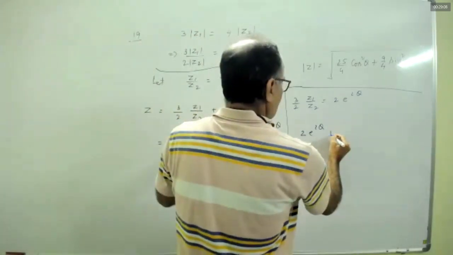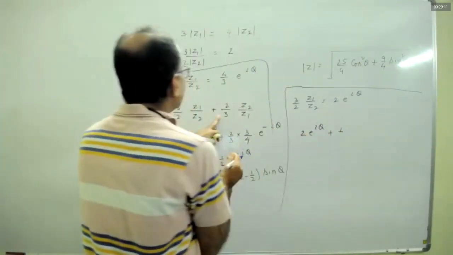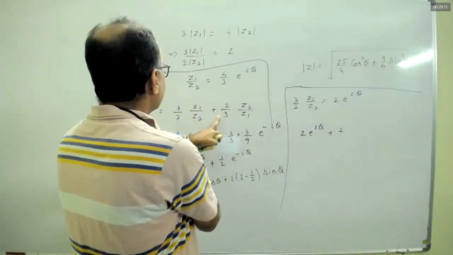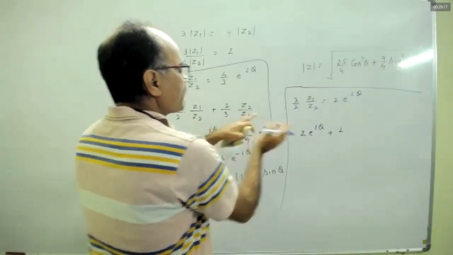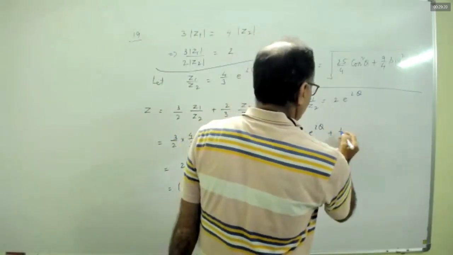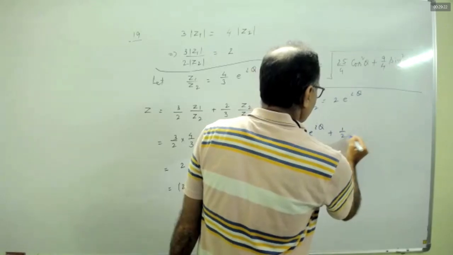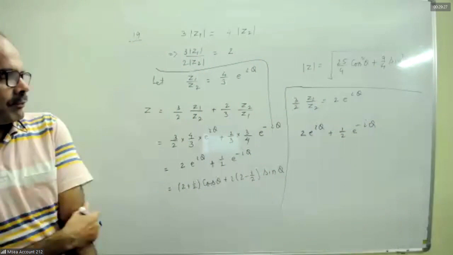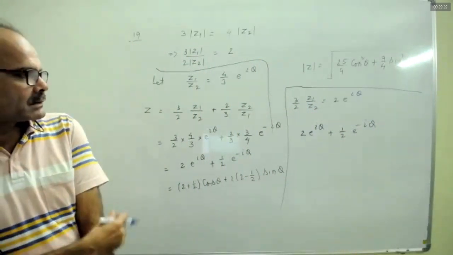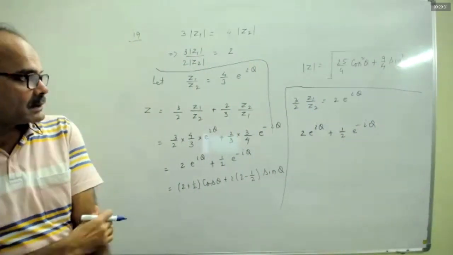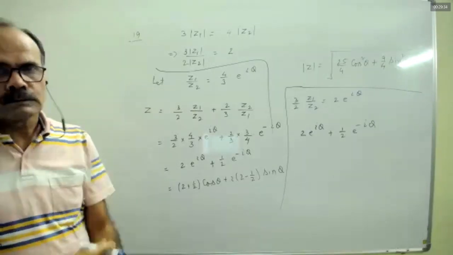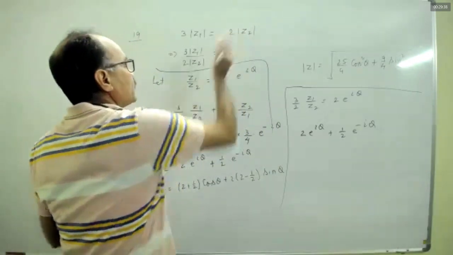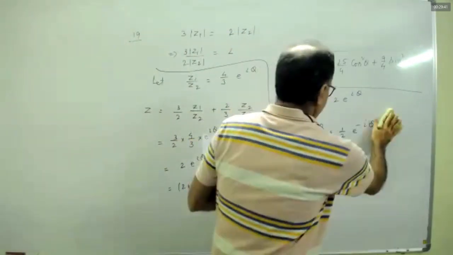plus 1 by 2. If you take reciprocal, 1 by 2 e to the power minus i theta. Same thing. The second step, sir: 5 by 2 cos theta plus 3 by 2 i sin theta. You'll get the same thing. Okay, what you are saying, if it is 2, something is wrong with the printing.